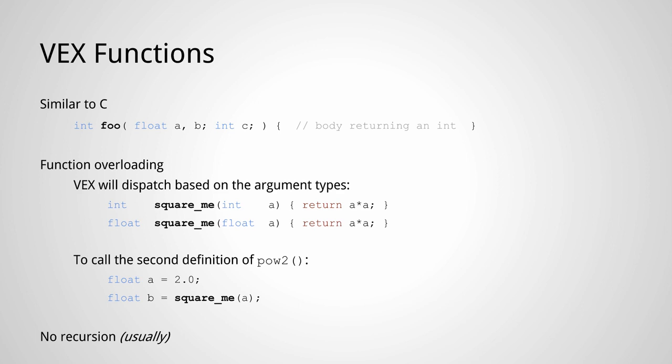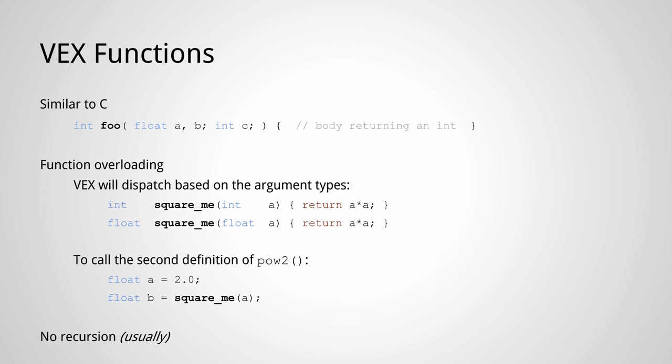One thing to note is that VEX has function overloading. So here I've got a contrived example. There is no real square me function. You just call the power function. But I've defined square me twice here. The first one takes an integer, squares it, and returns an integer. The second one takes a float value, squares it, and returns a float. And VEX will basically call the one that makes sense. So if we had a float value that we passed in as an argument to the function, it would return a float automatically. Whenever there's ambiguity, you need to give the compiler a hint.